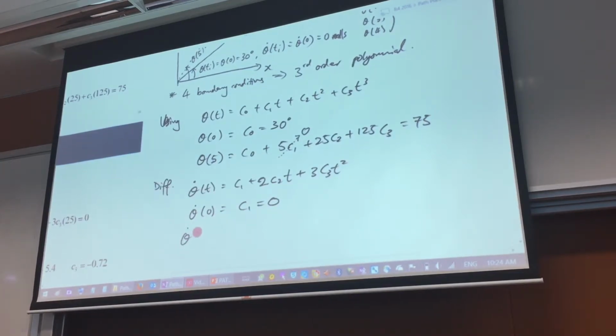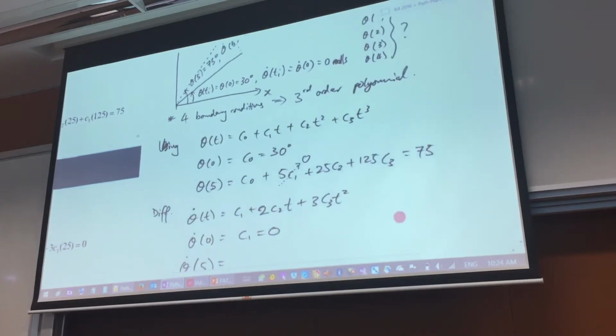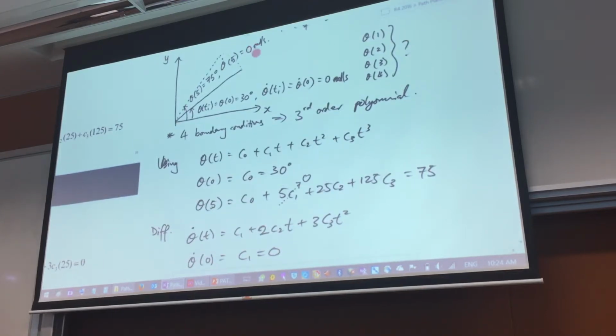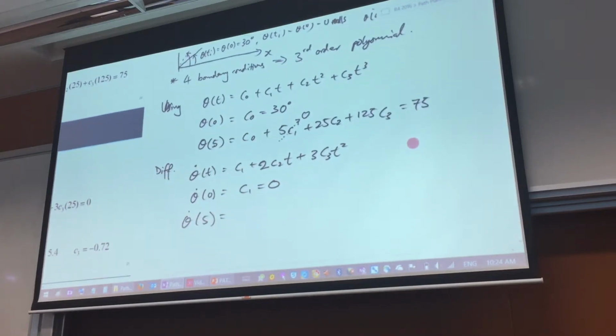Putting theta dot for the velocity at 5 seconds. At 5 seconds, we were given that it is at 0 radians per second. So let's put it into this equation. You have c1 here as 0 already, so I'll leave it out. So the rest of it, 2 c2 at 5 seconds, 3 c3, 5 squared, that's 25, and it must be equal to 0.